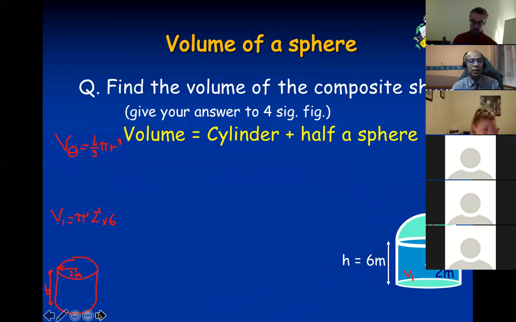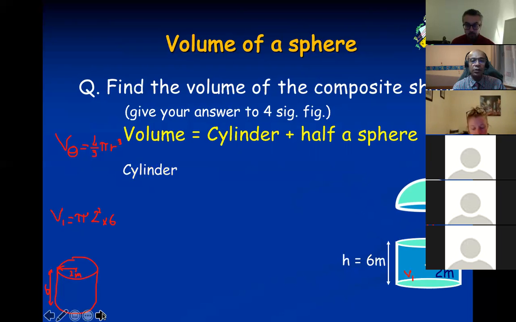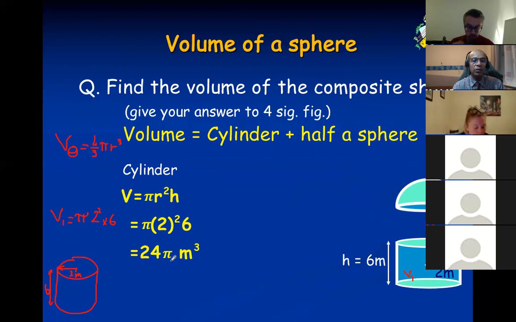So you can clearly see that you've got the two shapes there, cylinder at the bottom, half of sphere at the top. So cylinder: pi r squared times the height, which is 24 pi meter cubed.